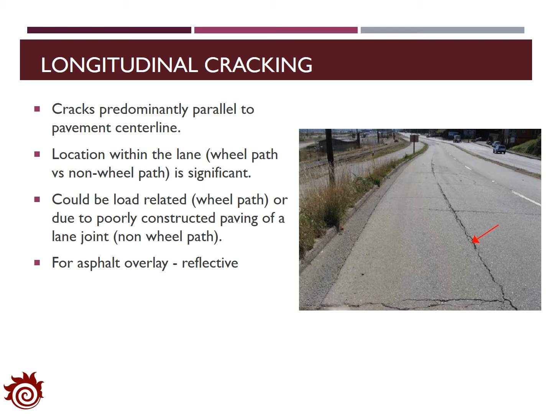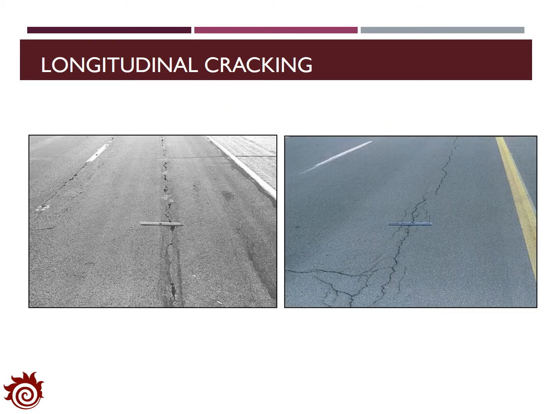The location is very significant. The longitudinal cracking can be load related. In that case, it will be aligned with the wheel path. Well, if it's caused by poorly constructed pavement, then it will be non-wheel path longitudinal cracking. Also, for asphalt overlay, the reflective effect can cause some longitudinal cracking. Here are two examples of longitudinal cracking. Both of them have cracks in the middle of the lane.